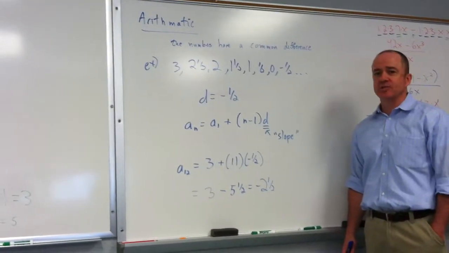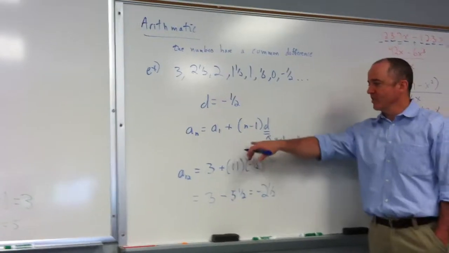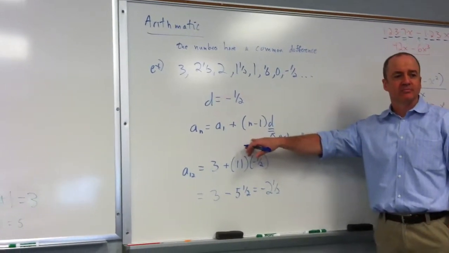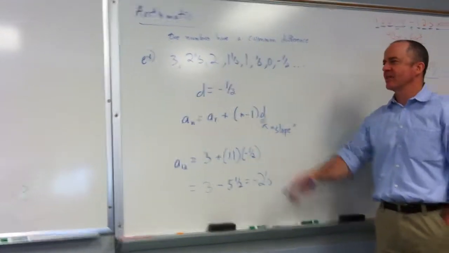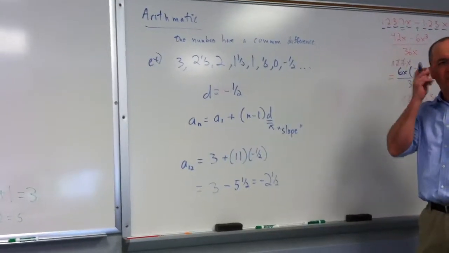All arithmetic sequences follow this general rule. All of them, if you can make sure you see it's an arithmetic sequence. That can be kind of hard with fractions and decimals sometimes.